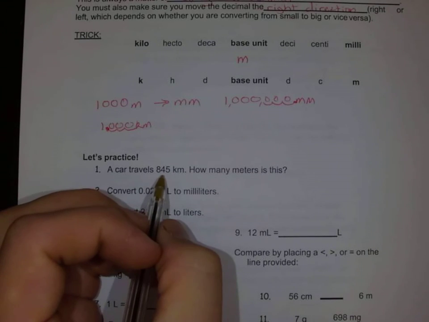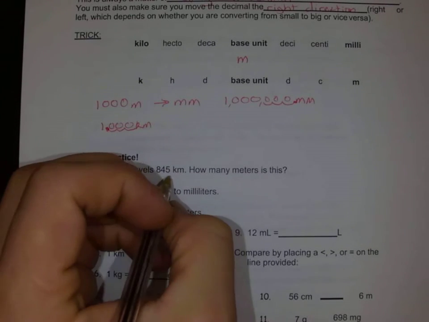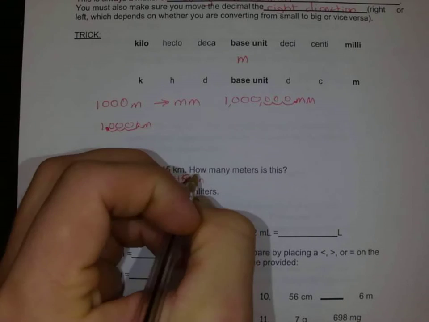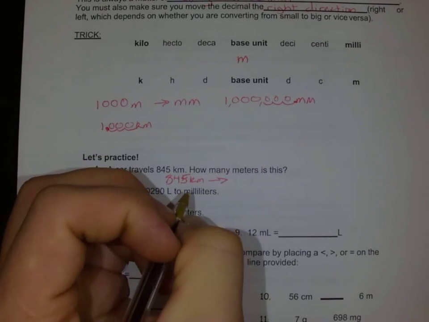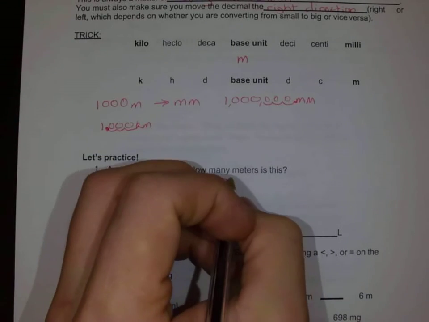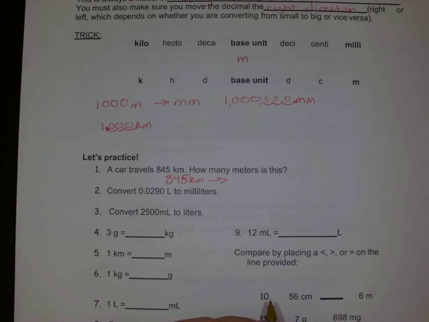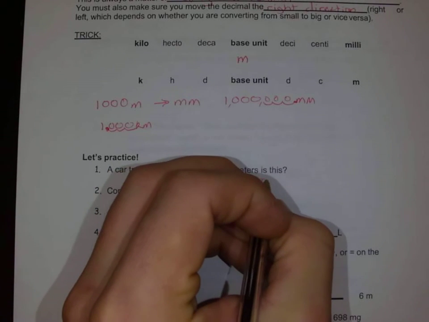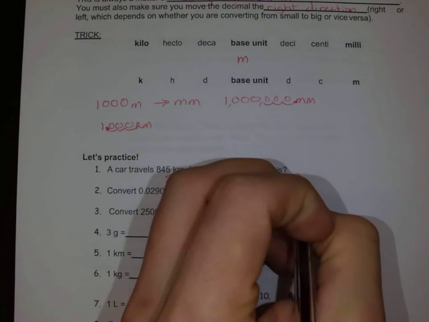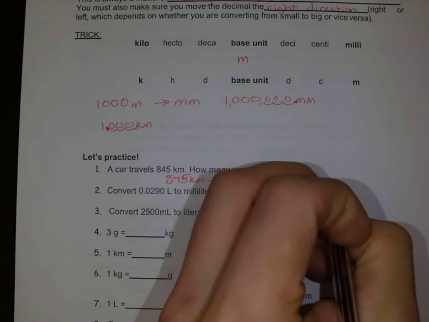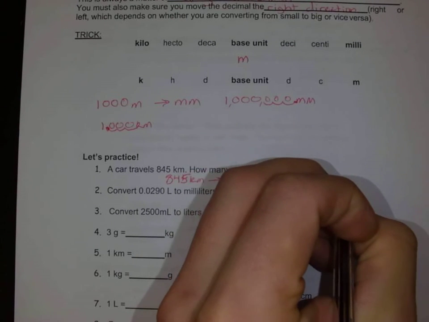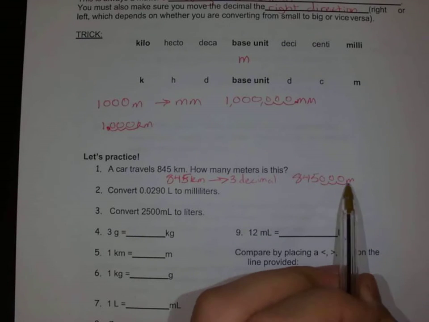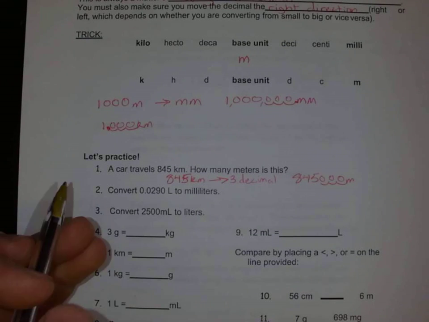A car travels 840 kilometers. How many meters is this, right? I'm going to start with my 845 kilometers, and I'm going to move it to the right to get to meters. I'm going to move it 1, 2, 3 spots. So 3 decimals. I'm going to remember that. So 845, I'm going to move 1, 2, 3, and then put my zeros in, and then I'm going to put my unit on there. So 845,000 meters.